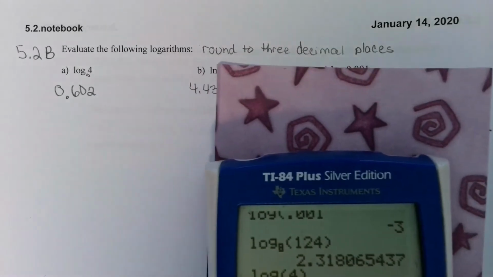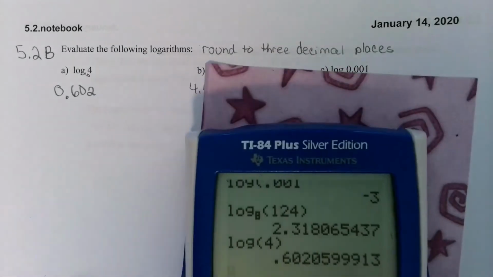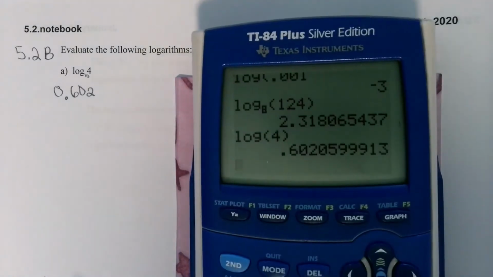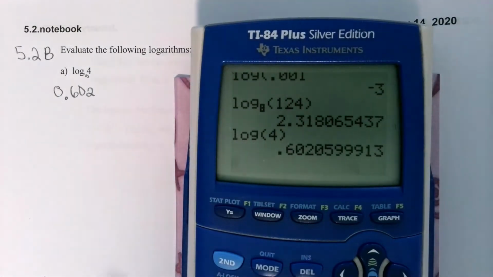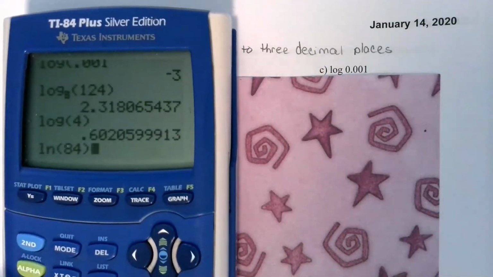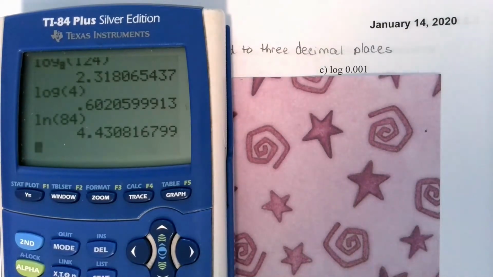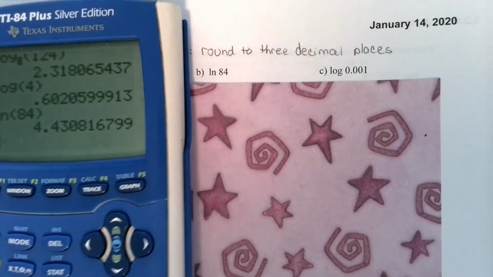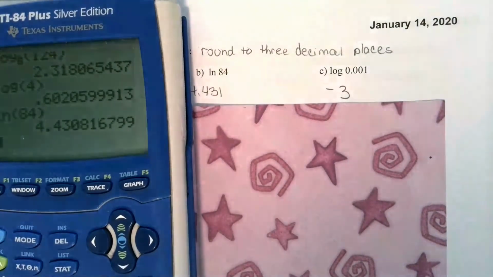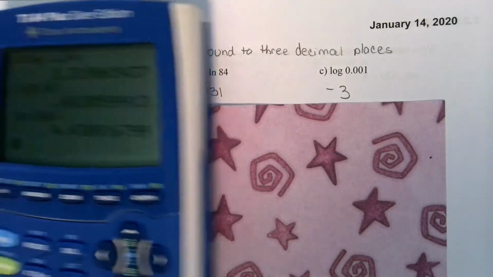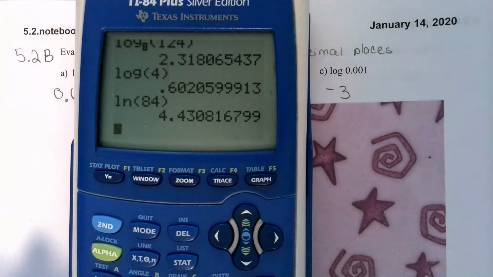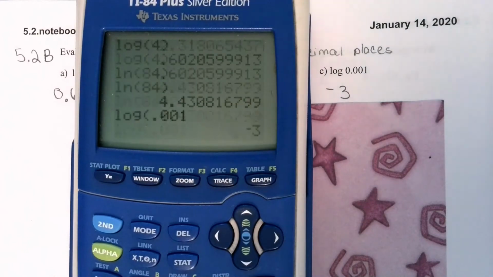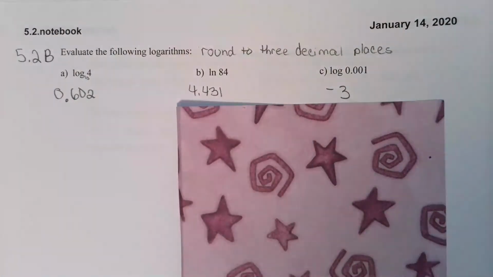Now the next problem, natural log of 84. So now I do the LN button. LN of 84 and close the parentheses. That gives me 4.431 if I'm going to round to 3 decimal places. Okay. And then let's see the log. So I go back to the LOG button of 0.001. Gives me -3. I don't have to round that answer.